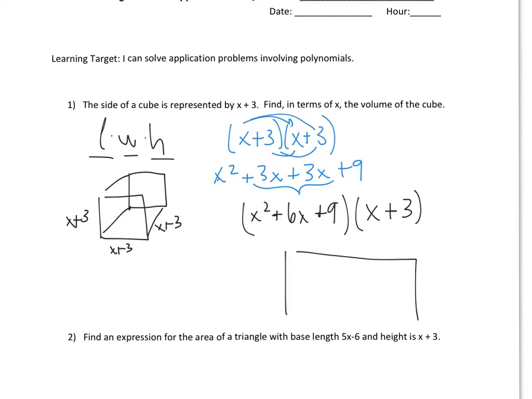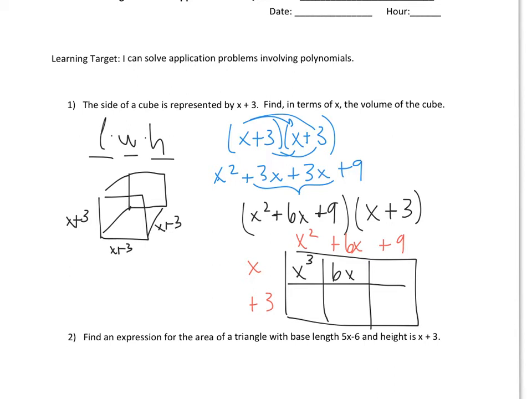So I'm going to make a 2 by 3 box. And again, the 2 by 3 is because I have a binomial multiplied by a trinomial. Oops, that's a 3 by 3 box. There we go. So I have x plus 3 and x squared plus 6x plus 9. I'm going to go ahead and multiply them together, and I get x to the third, 6x squared, and 9x, and then I get 3x squared plus 18x plus 27.